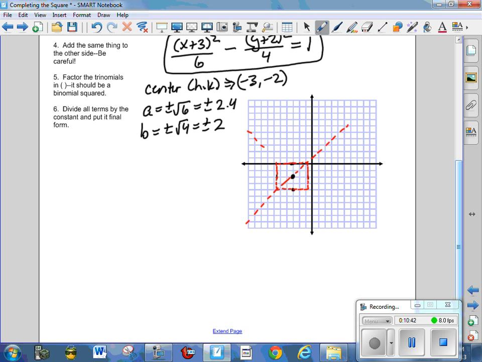And then there's just two more things. Which direction does it open and where are the foci? So which direction does it open? Well, the x term is the positive term, so it's going to open in the x direction. So I will draw my vertices on the middle side of the box in the x direction, and then draw it so it goes along the asymptotes.